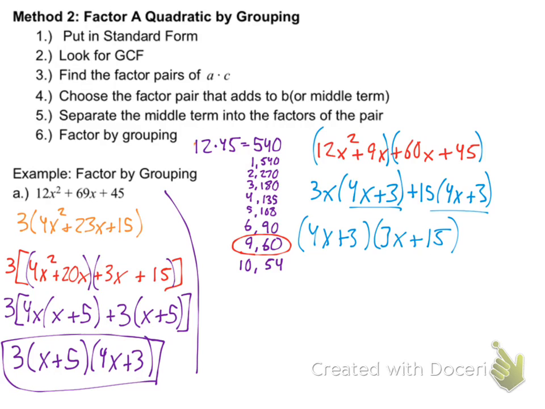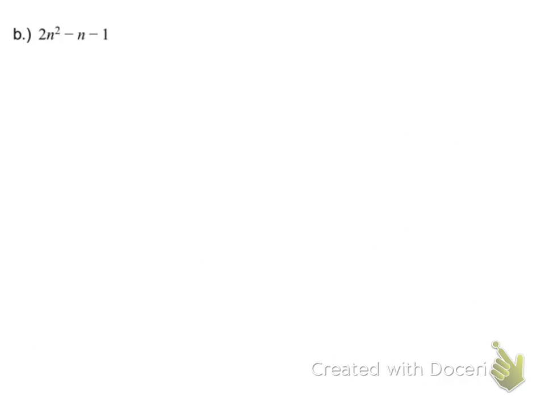The first group, is it completely factored? Yeah, I can't do anything. But what can I take out of the second group? A 3. So 3 should go out front. And those two groups are the same. Remember, order doesn't matter. So they are the same. Okay, try this one on your own.